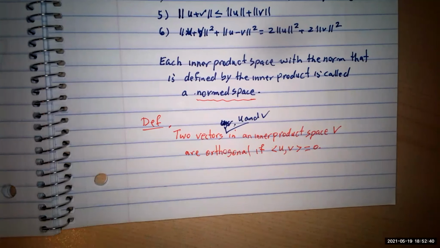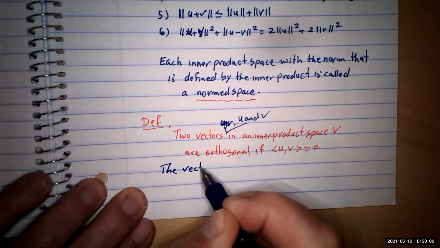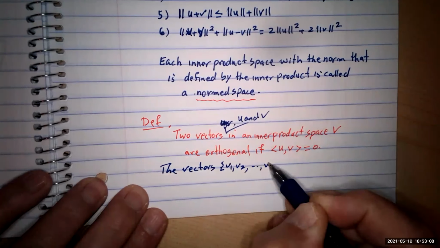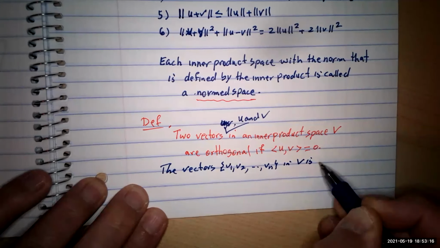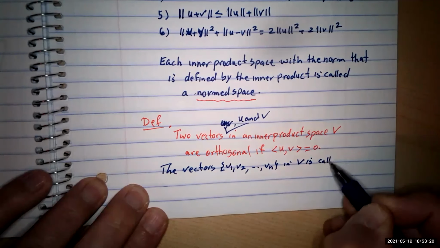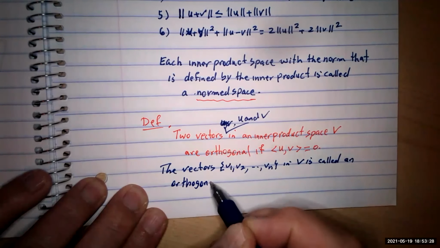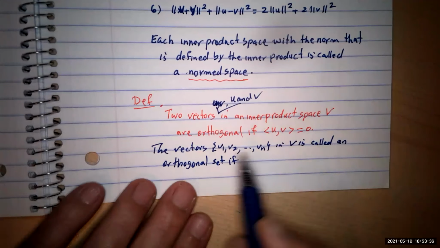What's going to be an orthogonal set? A collection of vectors would form an orthogonal set for the inner product space V if any two vectors in that set are going to be orthogonal. So we extended a little bit. A collection of vectors, let's say V1, V2, up to Vn in V, is going to be called an orthogonal set if each pair of these vectors are going to be orthogonal.